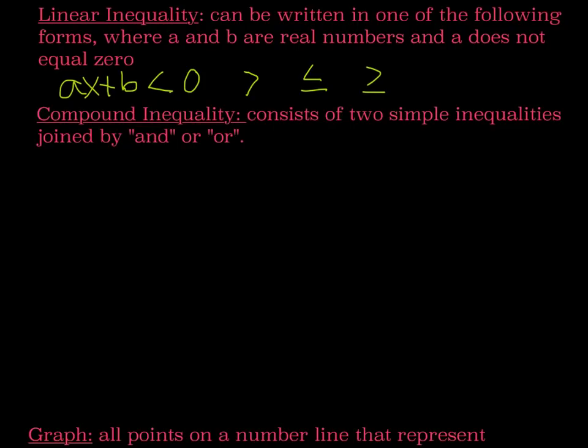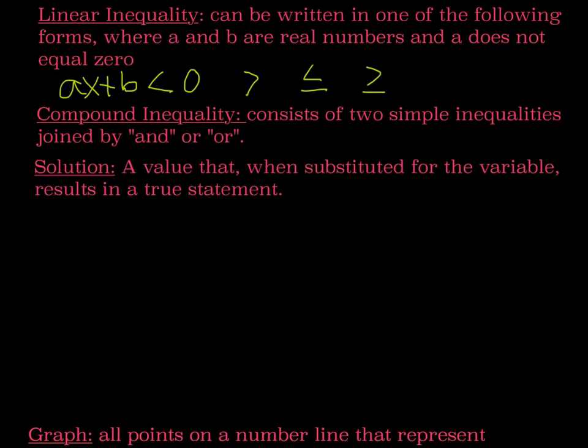A compound inequality is one that has two simple inequalities joined by "and" or "or", like x is greater than 3 or less than 5, something like that. And the solution to an inequality is any value that, when substituted for the variable, results in a true statement. So it's not just one specific value, it's a whole range of values that will make that expression true.